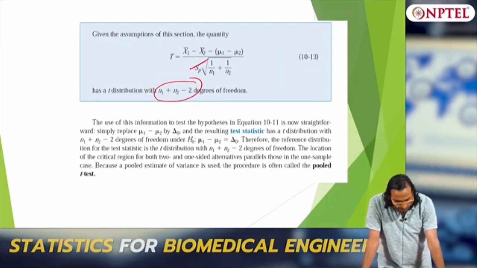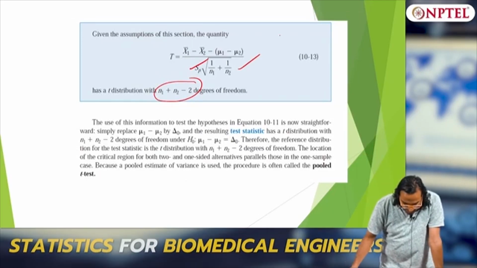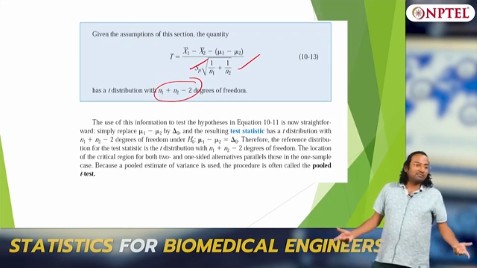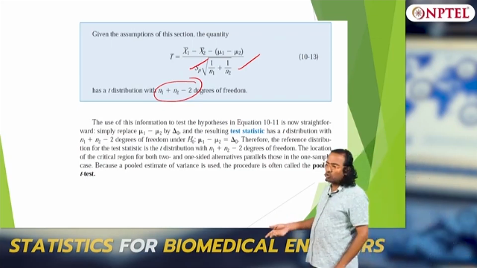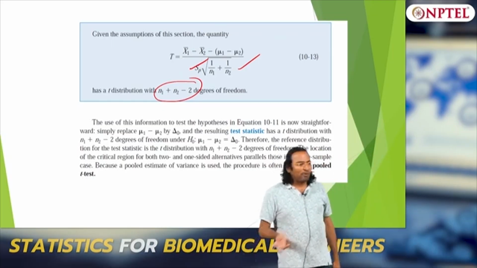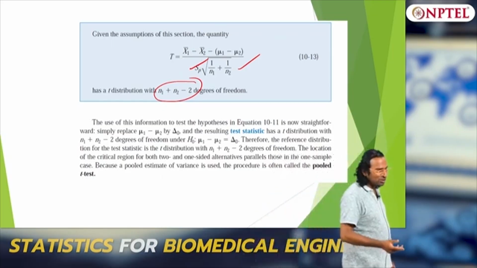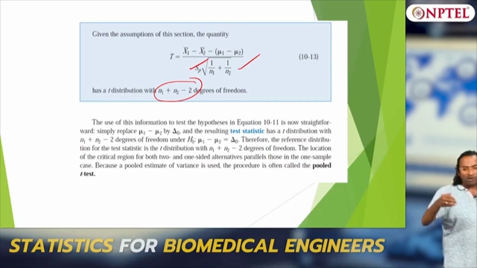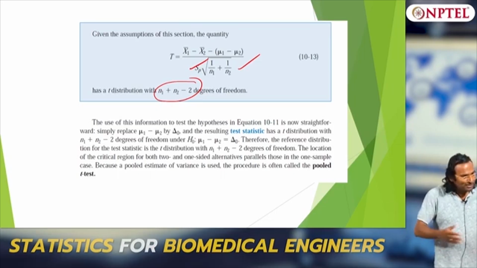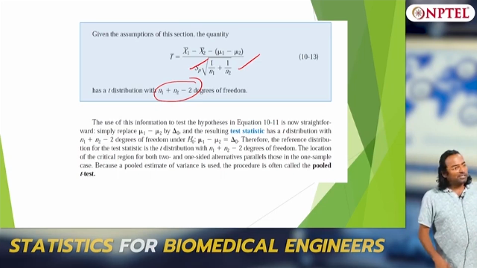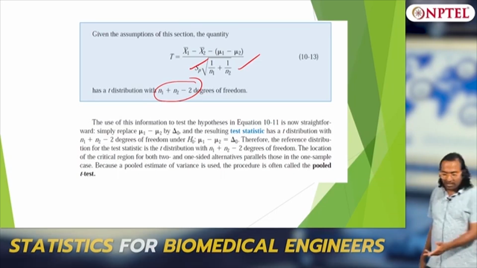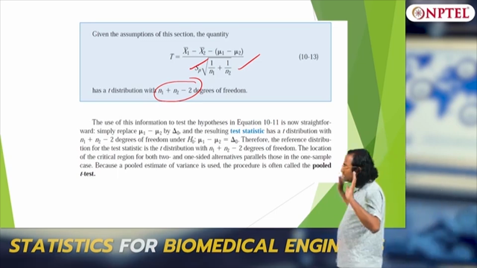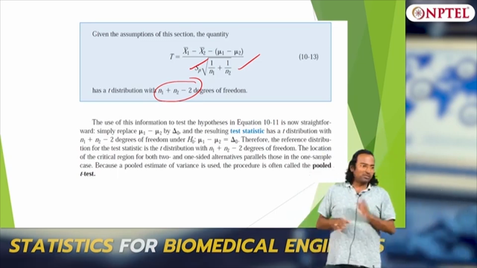For a small population it will follow the T distribution, for a larger population T will converge to normal. So you may wonder why all of a sudden the T distribution is coming into the picture. It is because of N1 plus N2 minus 2. If it is less than 30 it will be a T distribution, if it is greater than 30 it will become a normal central Gaussian distribution, that is all.